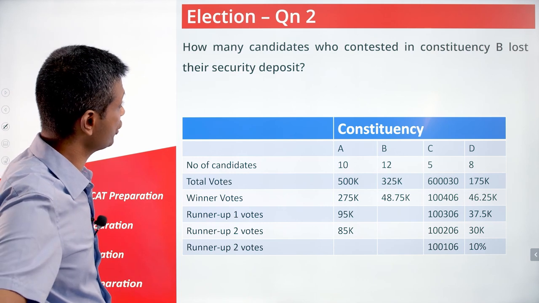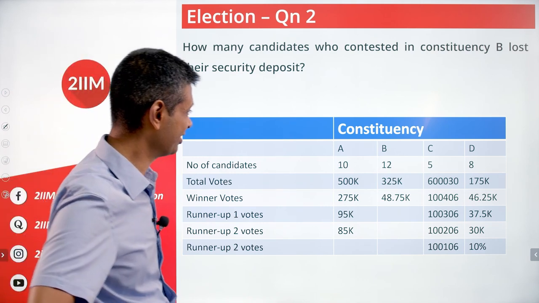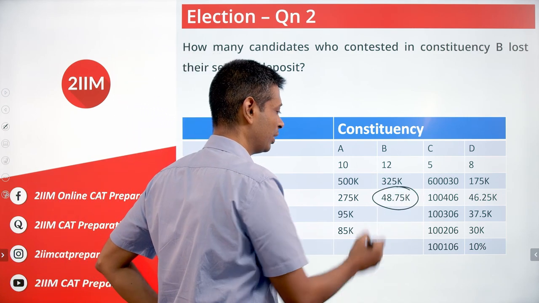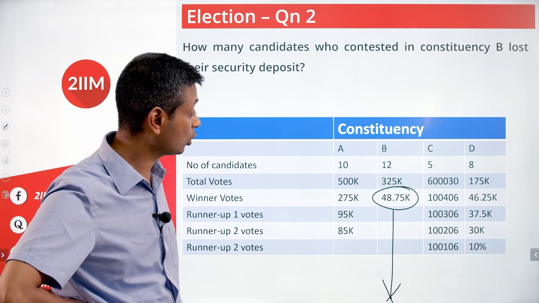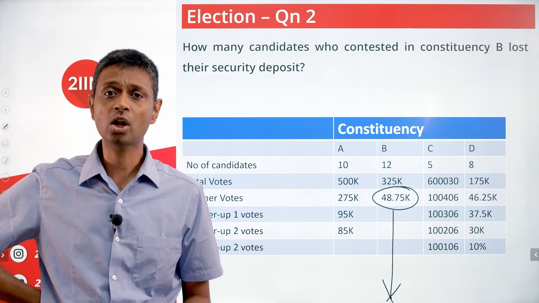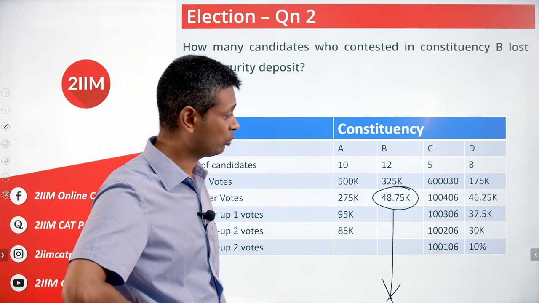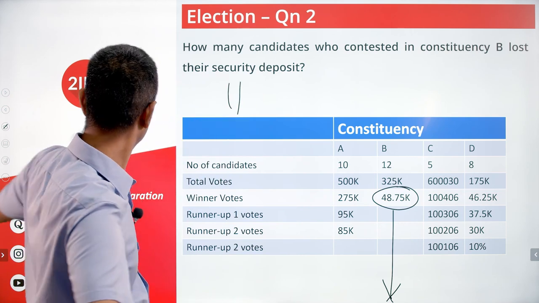How many candidates who contested in constituency B lost their security deposit? Discuss this. This guy doesn't lose. He's won. Everybody else loses. So out of 12, one candidate won. That much we know. The remaining 11, they all lost. And they all polled less than 1/6. So 11 guys lost their deposit.